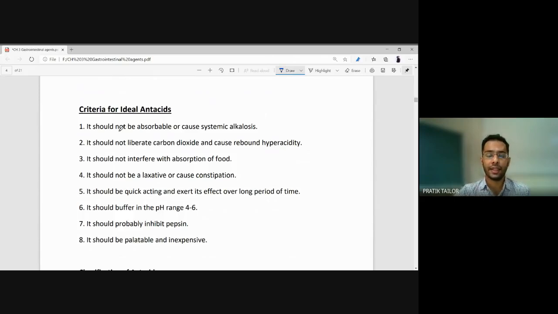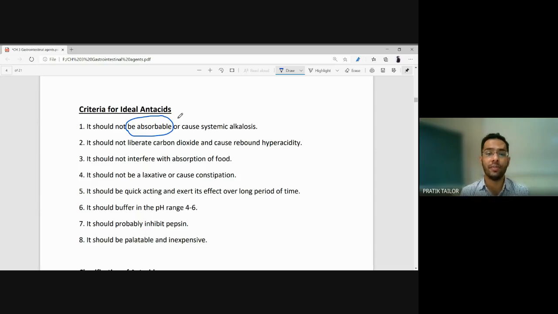So, what are the characteristics? It should not be absorbable or cause systemic alkalosis. Once it is absorbed, it can cause systemic alkalosis. Systemic alkalosis is the condition where the pH of your system will be on the alkaline side.